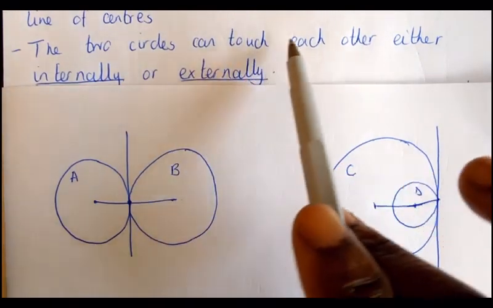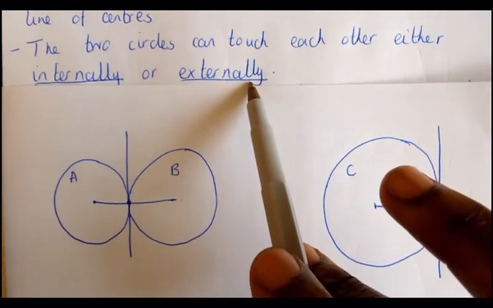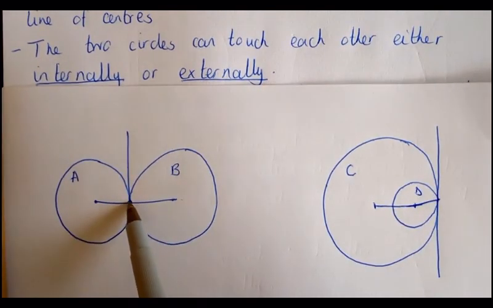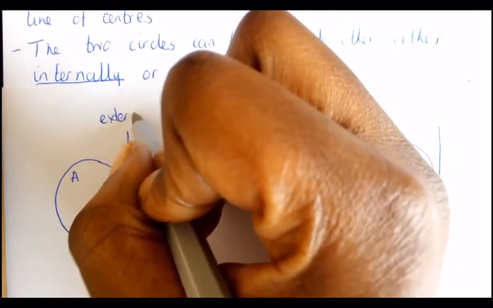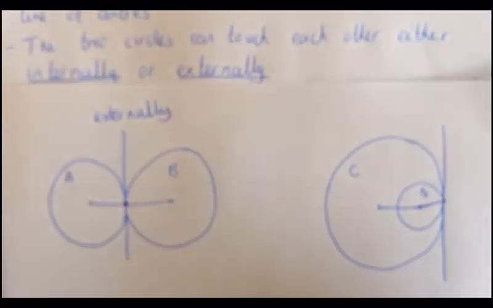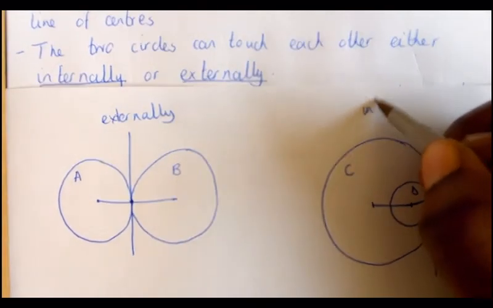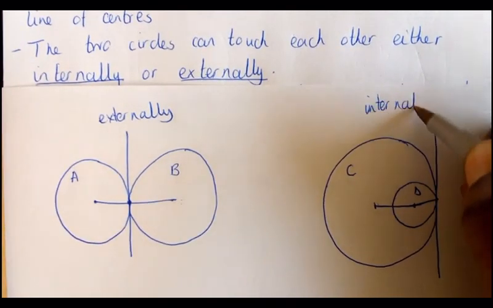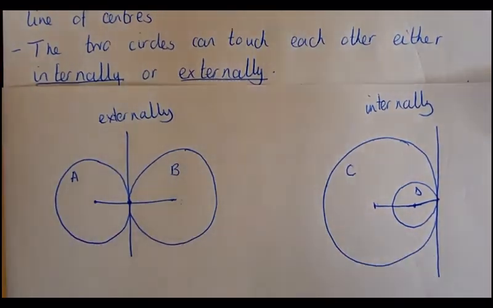The two circles can touch each other either internally or externally. So these two circles touch each other externally. But these two circles touch each other internally, since one circle is inside the other circle. So this is external and this is internal.